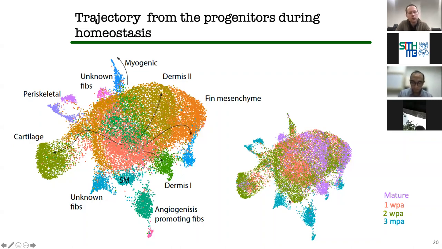This is different from what we saw during limb regeneration, where these populations seemed to be more separated based on their regenerative time point. We can see that the supposed progenitor pool, this somatic mesoderm-like pool, is present here, and it should have the ability to contribute to the cartilage, the myogenic and the two dermal lineages, and also the fin mesenchyme. There are some other fibroblast-like cells present here that we haven't characterized yet, but they are not hugely important in this context.